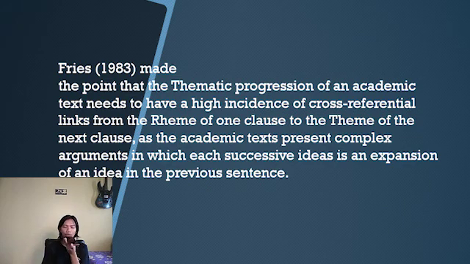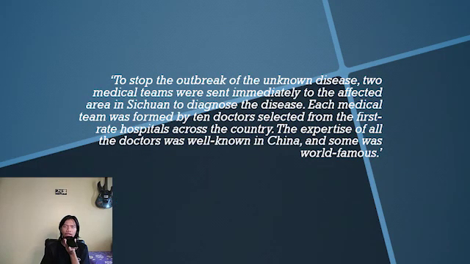However, the thematic development of an academic text is different. Fries, 1983, made the point that the thematic progression of an academic text needs to have a high incidence of cross-referential links from the rheme of one clause to the theme of the next clause. As the academic texts present complex arguments in which successive ideas are an expansion of an idea in the previous sentence. Let us have a look at an example of thematic progression in an academic text.